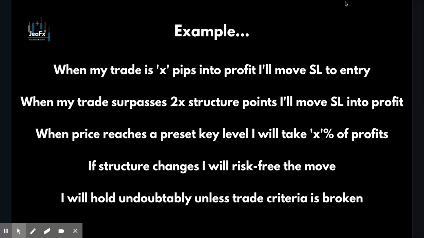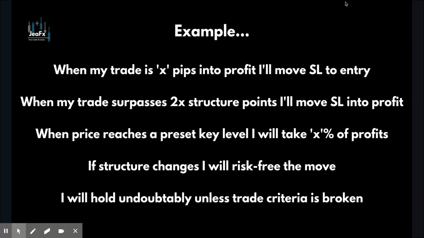When price reaches a preset key level, a level that we've plotted from the start, when we are identifying these key levels, zones, targets, and entries, I will take X percentage of my profits. So for example, if we have an overall target 200 pips away, but there's a key level 100 pips away, we could look to take 50% of our profits when we hit that 100 pip key level.